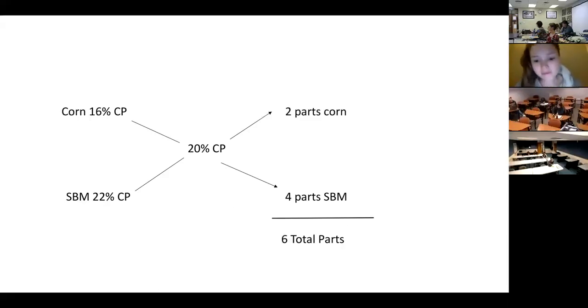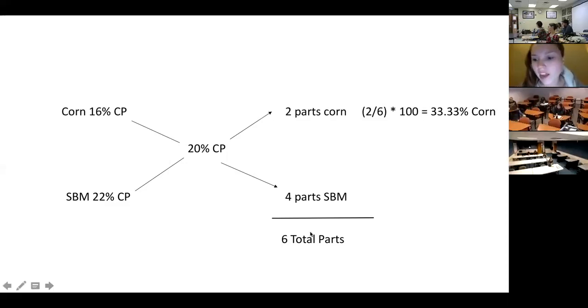So if you just need parts, you can stop there. But most of the time, you're going to want to take it out to a percentage. So how do you get the percentage? If you have 2 parts corn, how do you convert that to a percentage? 2 divided by 6. Yep. And then you multiply by 100. Correct. So that gives you roughly 33.33 or 33, depending on how you round.